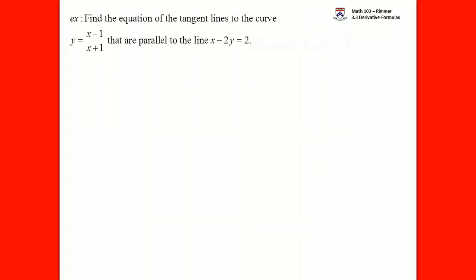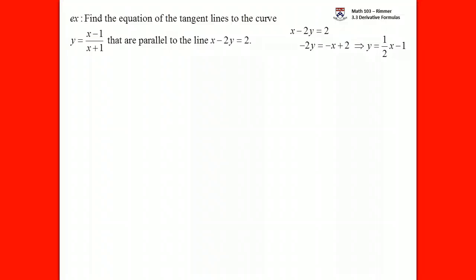this other line. And the other line isn't given to you in some standard y equals mx plus b form, where you can easily tell what the slope is. And so we can just solve it though, and put it in that form, and find out that the slope of that line is a half. You would like for your tangent line to have the same slope, right? Parallel line, same slope. So last time we were taking the derivative and setting it equal to 0, because we were looking for horizontal tangent lines. Now we're looking for the slope of the tangent line to be equal to a half.